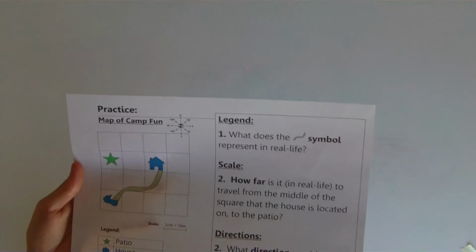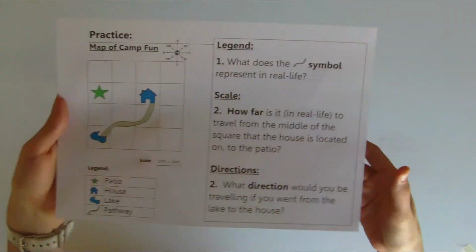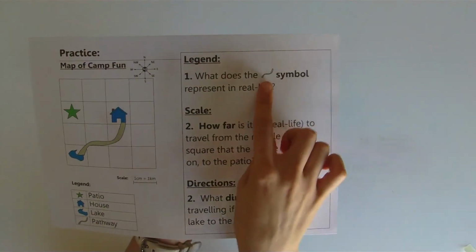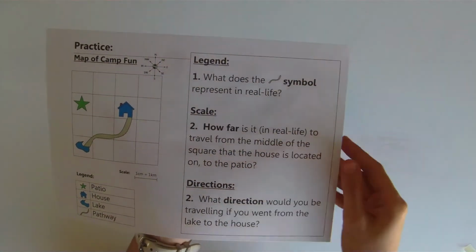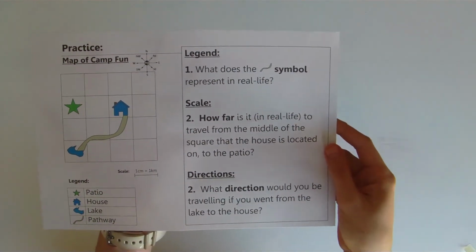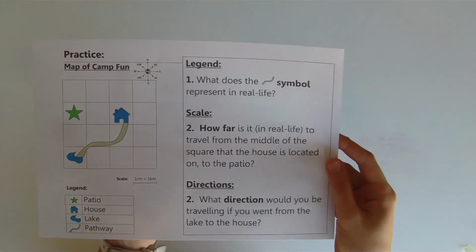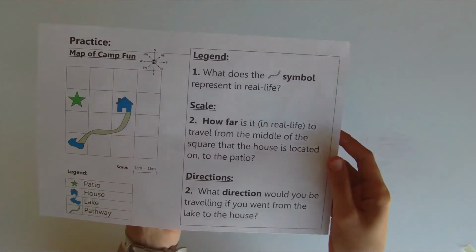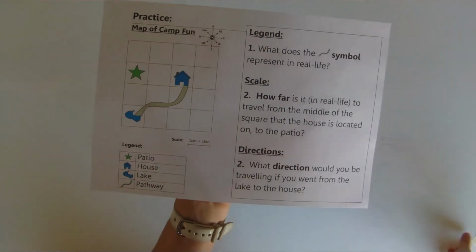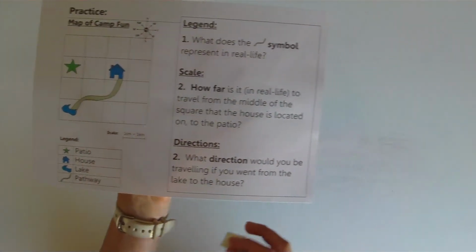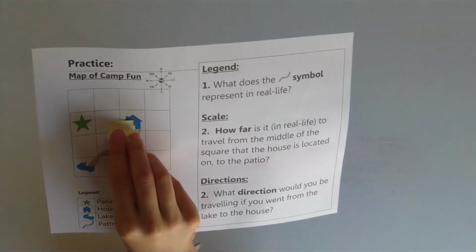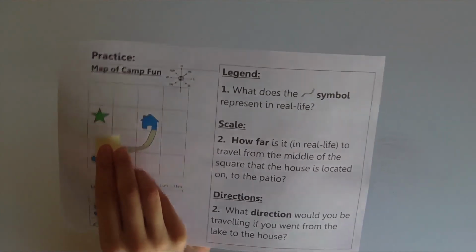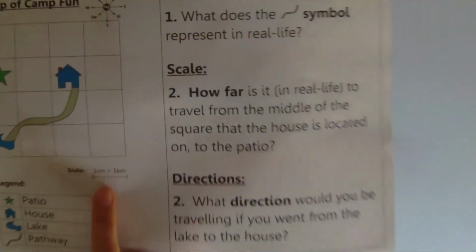So I've got these practice questions here for you to have a go at. The first question for legend says, what does the symbol here represent in real life? Then question 2, how far is it in real life to travel from the middle of the square that the house is located on to the patio? That's when you would go from the picture of the house to the picture of the star. Here we've got 1 and then one more, so it's 2 lots of this distance here.